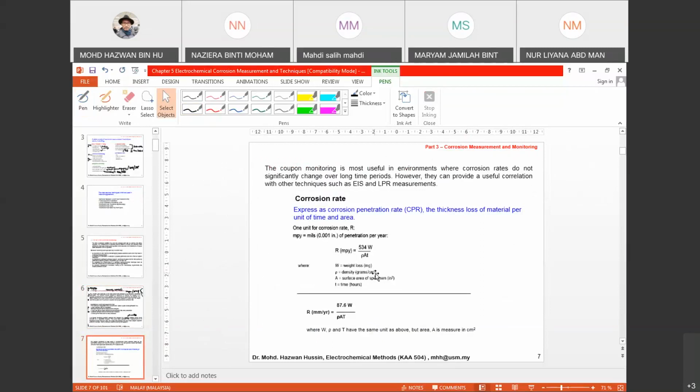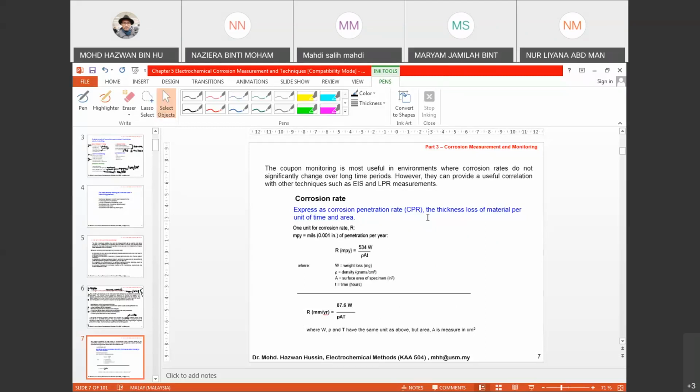This has actually been taught before in chapter 3. You can calculate the corrosion rate, or the corrosion penetration rate, by looking at the mass loss and using the surface area, time, and other things. Coupon monitoring is most useful in environments where the corrosion rate does not significantly change over long periods. However, they can provide a useful correlation with other techniques such as EIS, LPR, and other measures.